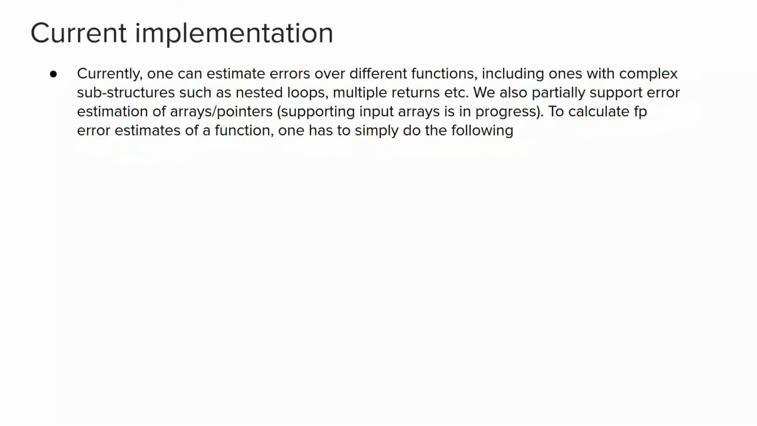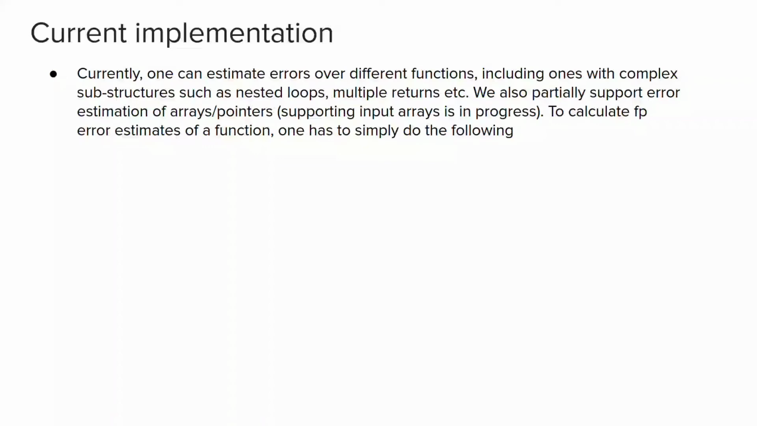Currently, let's talk about a little bit of implementation details and the current status of the framework. Currently, one can estimate errors over different functions. This includes functions with complex substructures such as nested loops, nested function calls, multiple returns, etc. We also partially support error estimation of arrays and pointers. Input arrays are currently in progress.